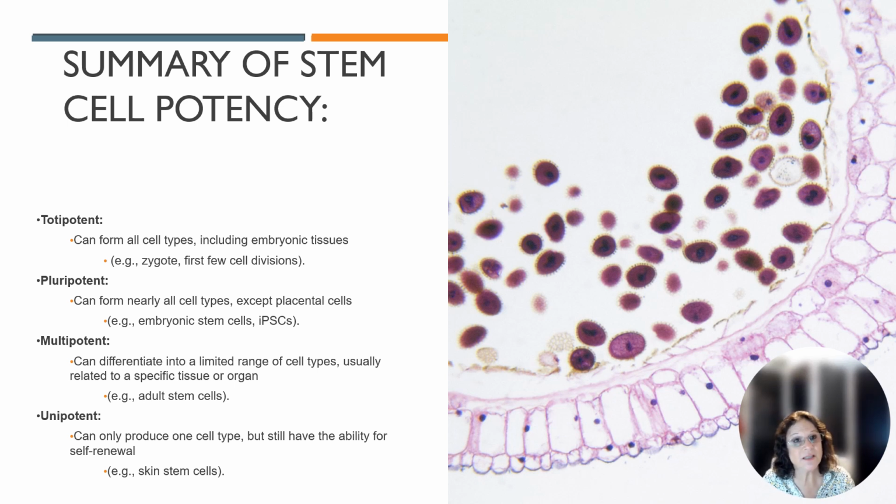Multipotent, they can differentiate into a limited but still a fairly big number of cells. Again, adult stem cells, this could be things like red blood cells, that kind of thing. Unipotent, these are only produced by one cell type, but they still have the ability for self-renewal. We see these in skin.